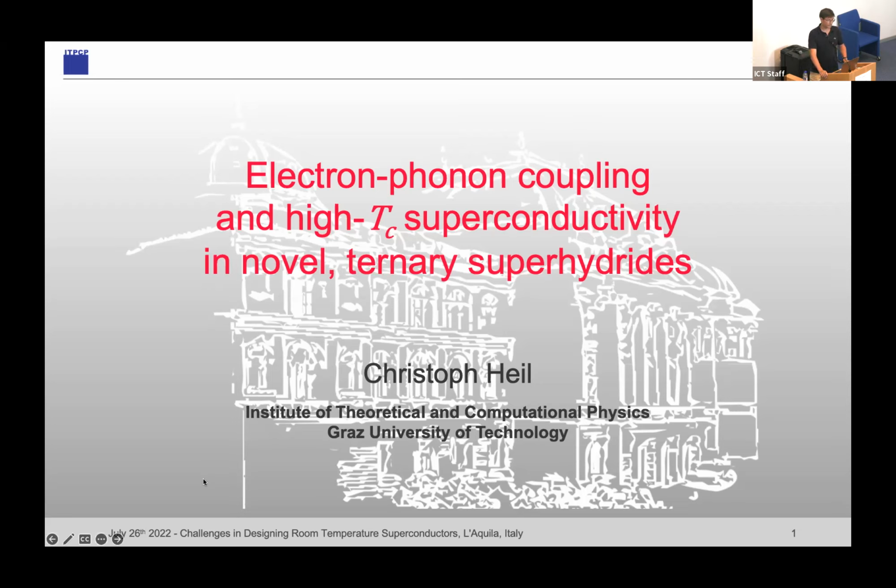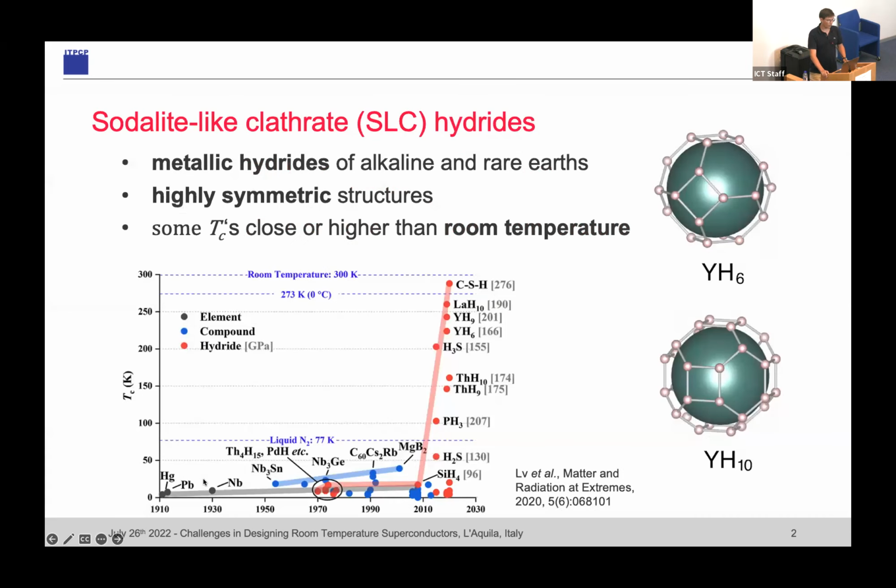In particular, I want to focus on the sodalite-like clathrate hydrides that have been mentioned in the talk of Yangming Ma already, and the talk by Defang Duan, and then also by Simone. As you have heard, they are structures with a large gas atom inside a hydrogen cage. And these are highly symmetric structures. And these are hydrides that feature the highest TCs that have been found up till now, more or less, and can even go up to room temperature.